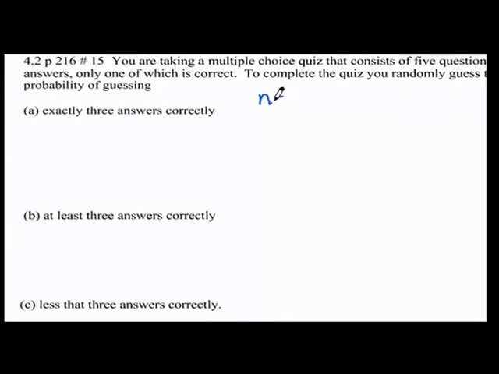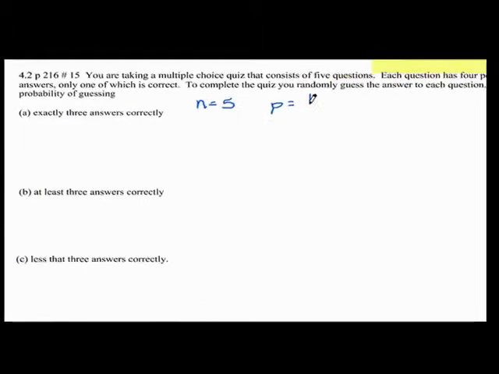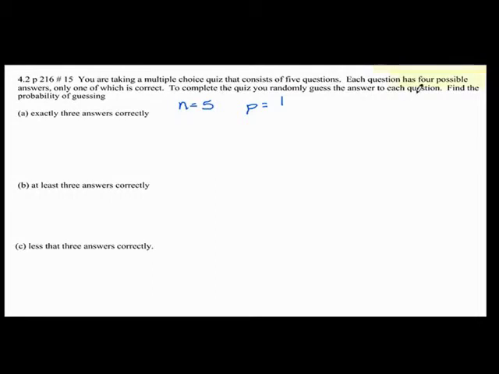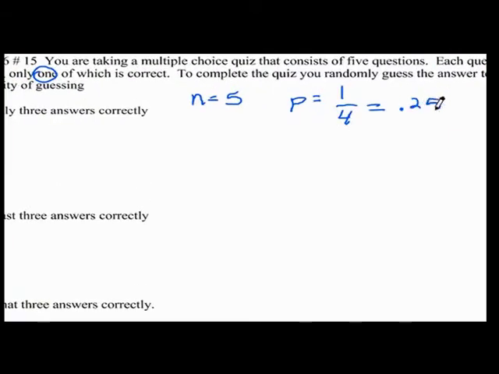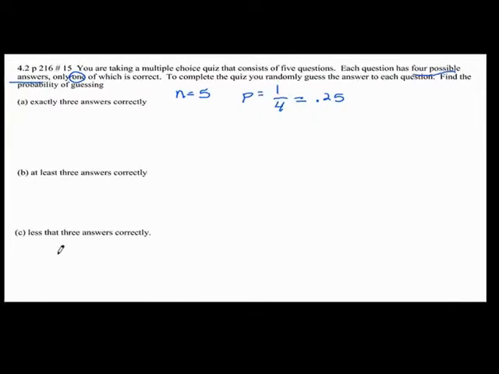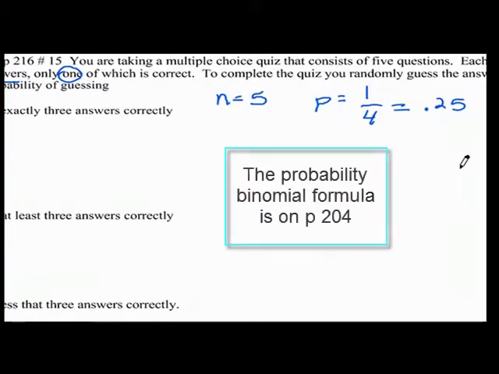So the first thing we need to do is decide what our N and P are for these parts A, B, and C. So we've got an N of, well, how many questions are there? There are 5 questions. Well, the P is the probability of success. There's 1 out of 4, because it says here each question has 4 possible answers, only 1 of which is correct. So 1 out of 4 is going to give you 0.25. Now you can use the binomial probability formula, but since this P is 0.25, we can actually find it in Appendix B.